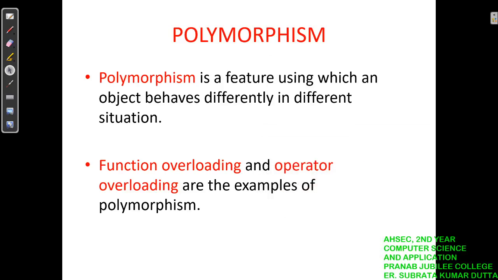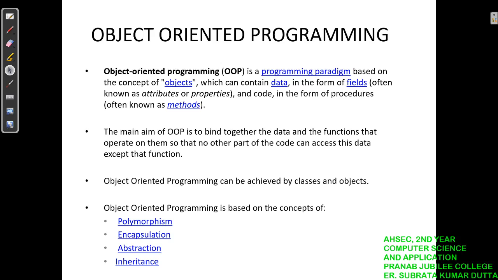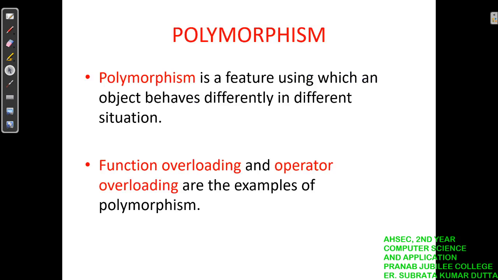Hello students. In our last video we discussed what object oriented programming is, how we can do object oriented programming that is based on class and objects, and there are four concepts related to object oriented programming that are polymorphism, encapsulation, inheritance and abstraction. So in this video we'll discuss polymorphism.